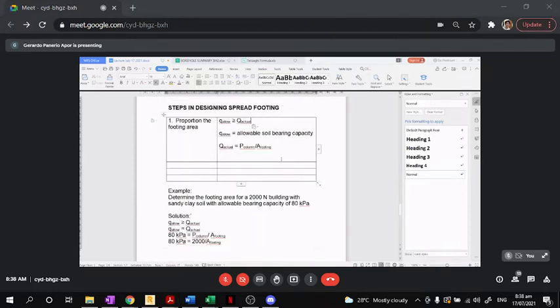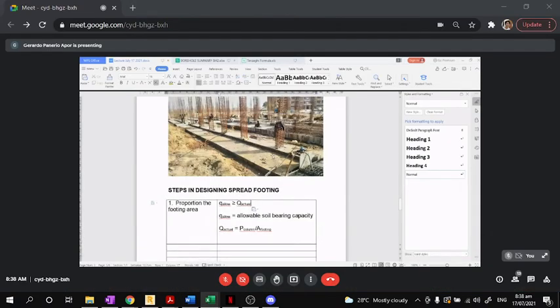What do you mean by a healthy footing? A footing that does not exceed the allowable capacity of the soil. So you give a person a load that he can only carry. If he can only carry 50 kilos, you give him 30 kilos. If you give him 60 kilos, he will break down. The health will be ruined. So that's the thing. Proportion the footing area.